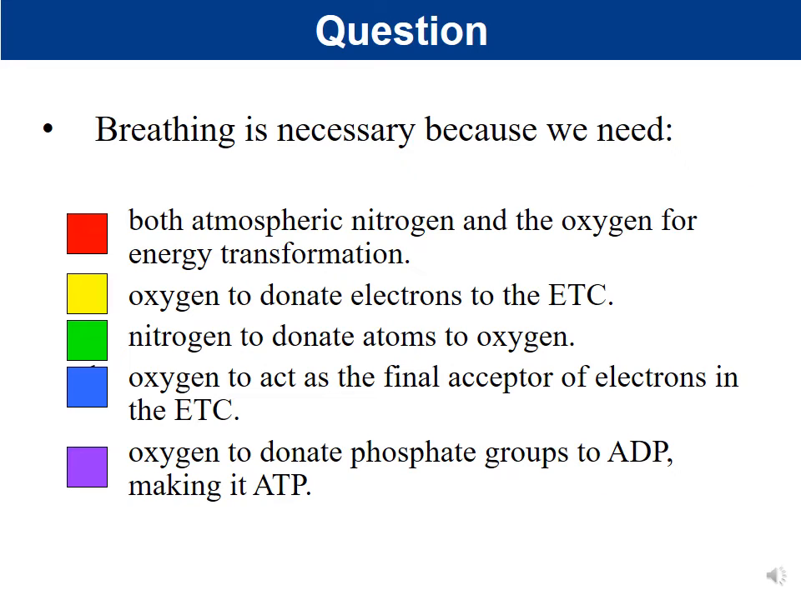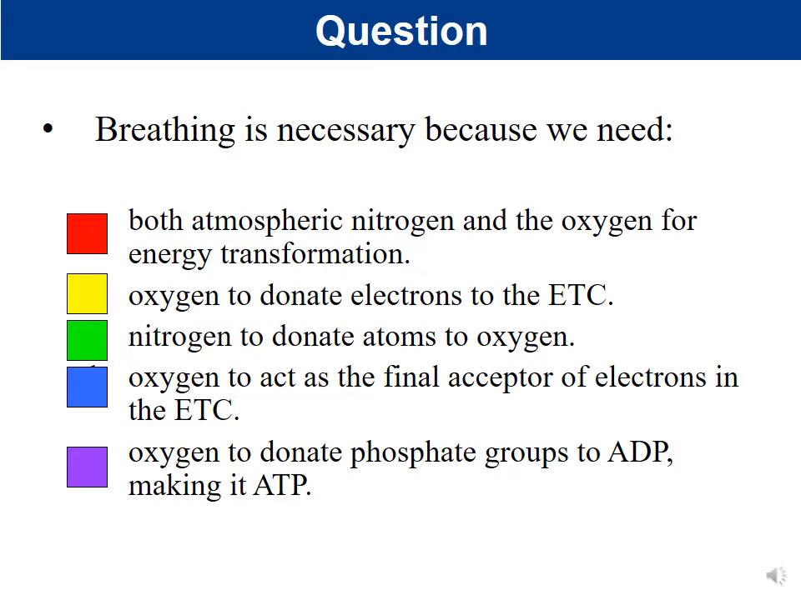So, question for you. Breathing is necessary because we need: red, both atmospheric nitrogen and oxygen for energy transformation; yellow, oxygen to donate electrons to the electron transport chain; green, nitrogen to donate atoms to oxygen; blue, oxygen to act as the final acceptor of electrons in the electron transport chain; or purple, oxygen to donate phosphate groups to ADP, making it ATP. When you're ready, go ahead and pause the video and think about your answer. Then push play to hear the correct answer.